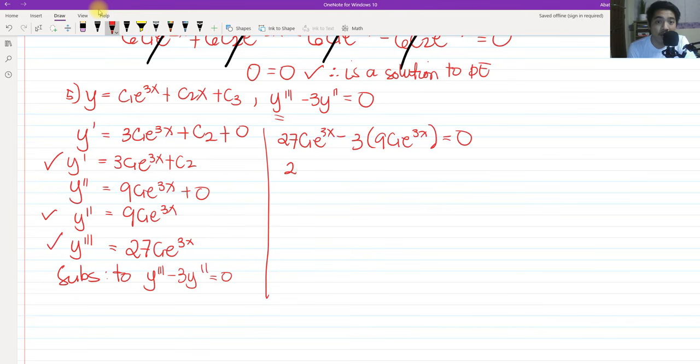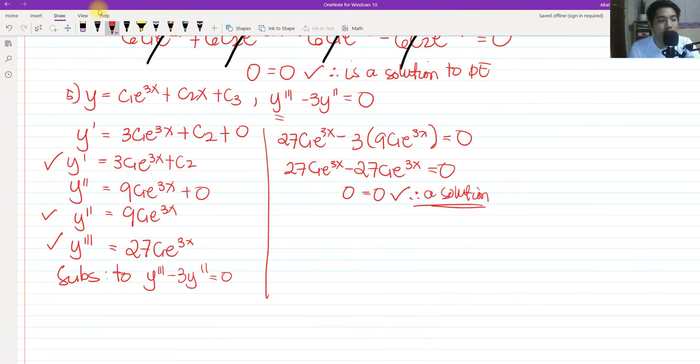And obviously, if we are going to distribute negative 3, that would be negative 27c sub 1 e raised to 3x equals 0. So 0 equals 0, then therefore a solution. Okay, so we have proved that that is a solution to our differential equation.